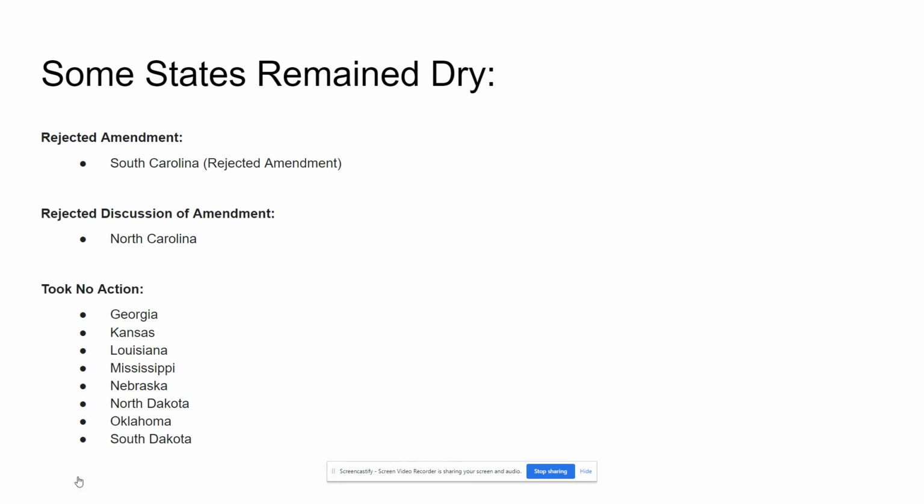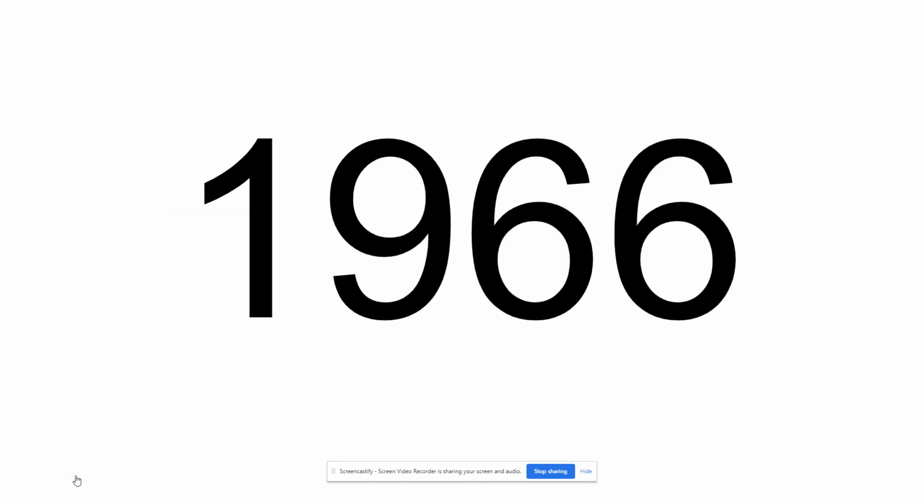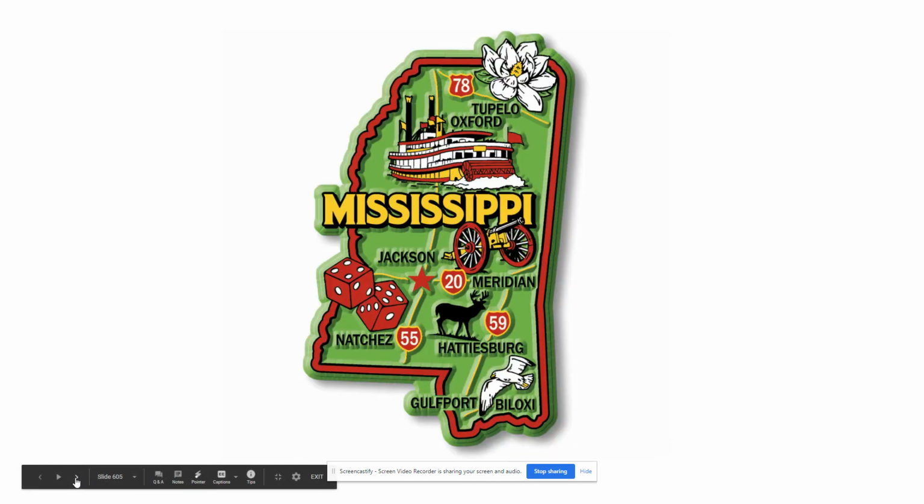Some states actually remained dry after the 21st Amendment. South Carolina remained dry, North Carolina, all these other states ignored it. So some states, after prohibition was lifted, actually stayed with prohibition for a while. Most got rid of it eventually and embraced freedom. But in 1966, Mississippi was one of the last states to bring alcohol back. They had prohibition all the way up to 1966.